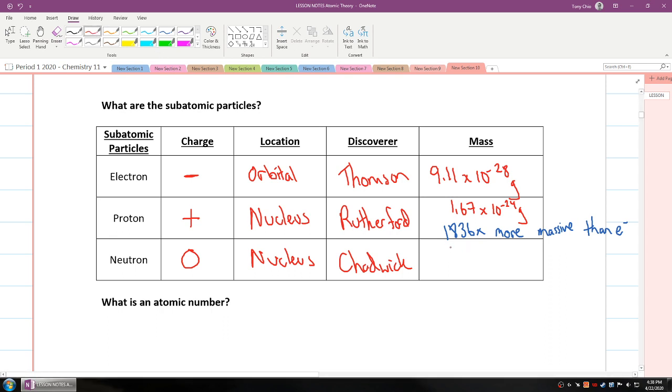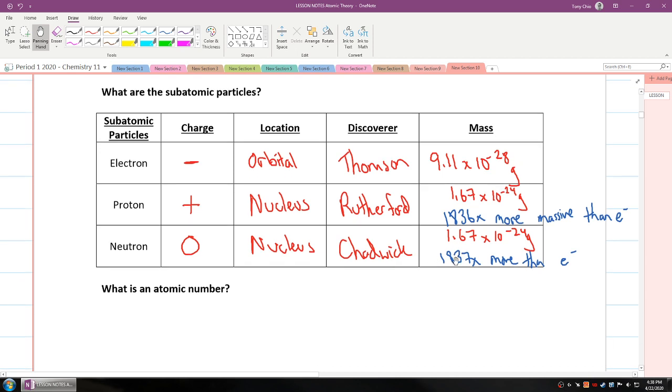The neutron, guess what, has approximately the same mass as the proton. So it's 10 to the negative 24 as well. But this time, instead of 1,836, it's 1,837 times more than electrons. Now, why is that one more than a proton? Well, you might remember back in Science 10, when a radioactive particle undergoes beta decay, a neutron turns into a proton and an electron. So that means that a proton plus an electron gave you a neutron. So we're going to talk about the atomic number, and then we'll go on to mass.